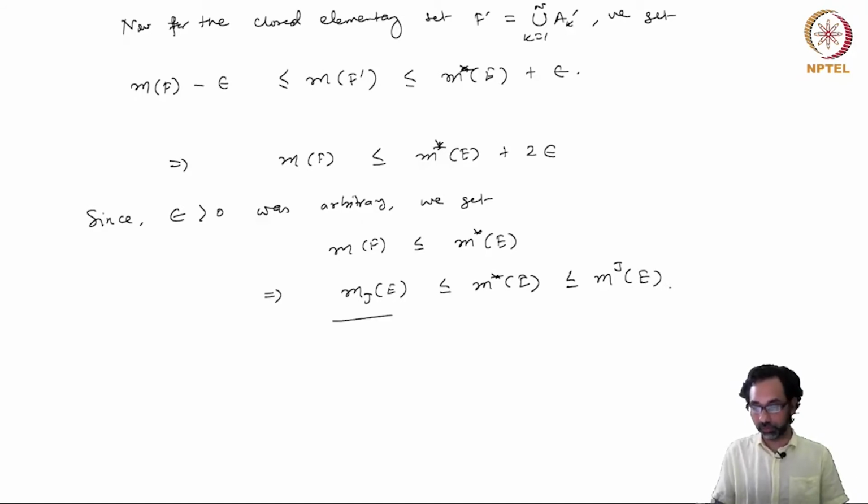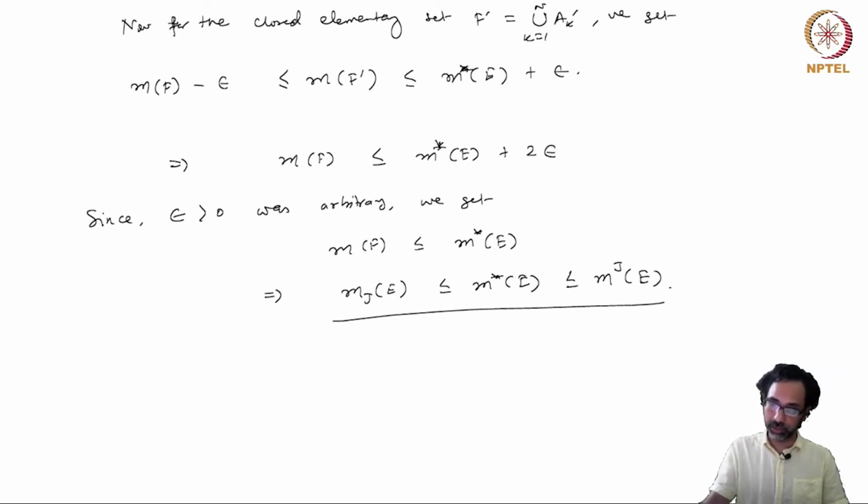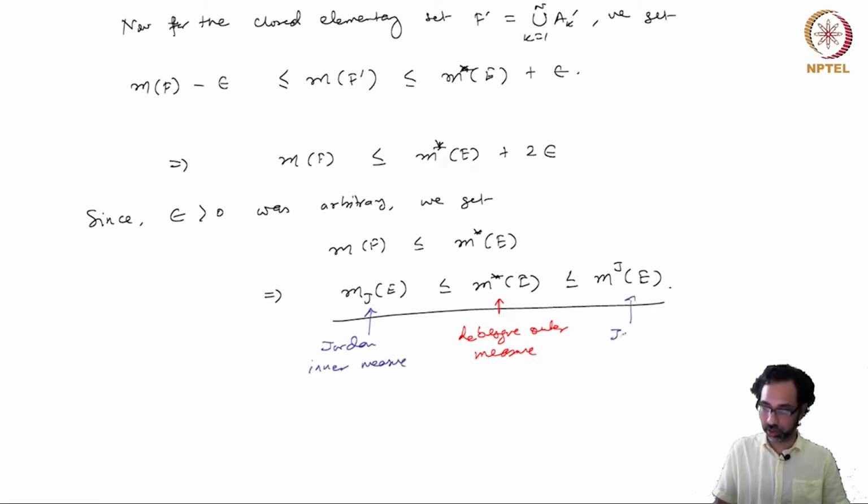So finally we have proved what we wanted, which is that the Lebesgue outer measure is sandwiched. So this is the Lebesgue outer measure. It is sandwiched between the Jordan inner measure and the Jordan outer measure for bounded subsets of R^d. So in particular, when E is Jordan measurable, then the inner Jordan measure and the outer Jordan measure coincide, and they will give you the same result as the Lebesgue outer measure.